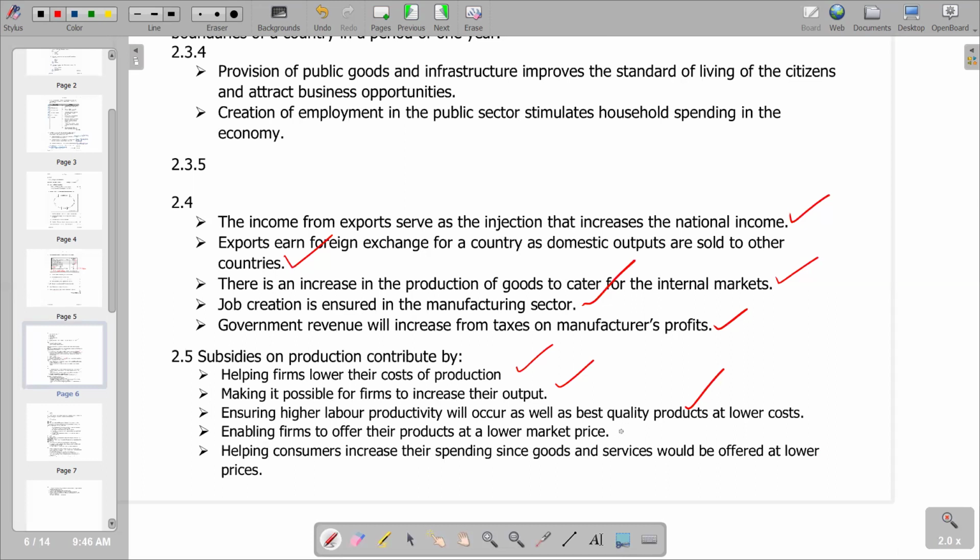Then enabling firms to offer their products at a lower price since goods and services will be offered at a lower price. So obviously, if the cost of production is reduced by subsidies, the final price is also going to be reduced. So it's going to be beneficial also from the point of view of the consumers that are buying those goods. So this is what we have on question 2, and then we try to move on to the next question. That is our question 3.